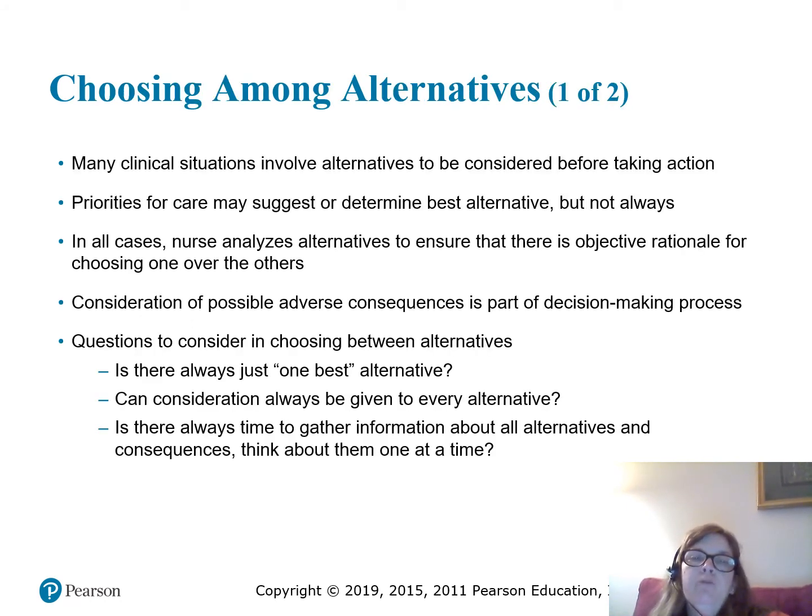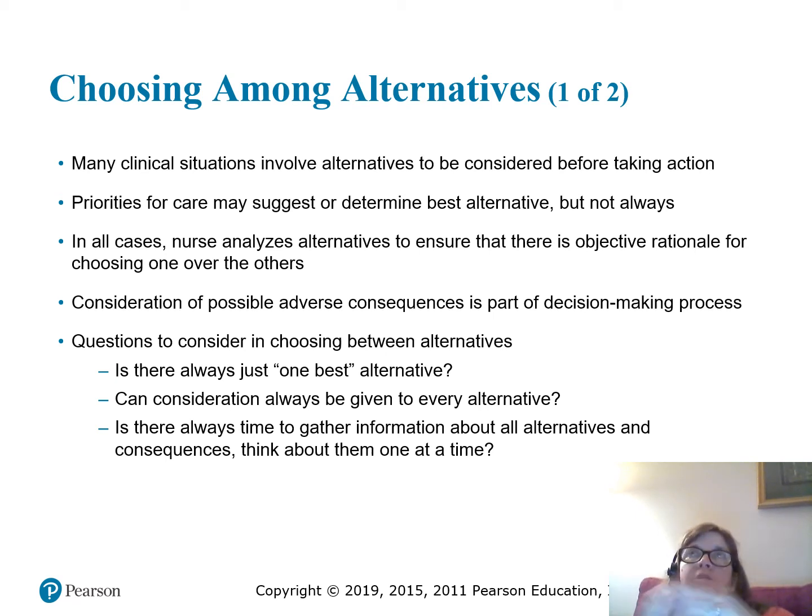Another thing is sometimes you have to choose among alternatives, and I talked a little bit about that in the lecture. But sometimes you have to decide what alternatives you need to use before taking actions. So priority care may dictate that. Somebody who can't breathe, that becomes your priority. And when we talk about prioritization, we'll talk about ways that you look at making these choices, or tools we have in our toolbox to help us make these choices.